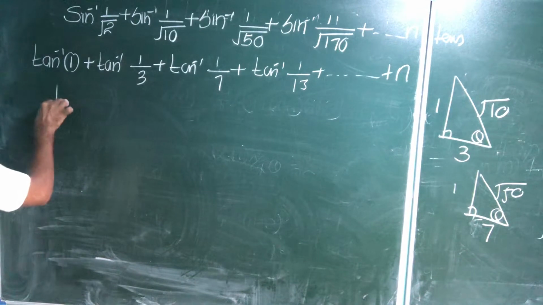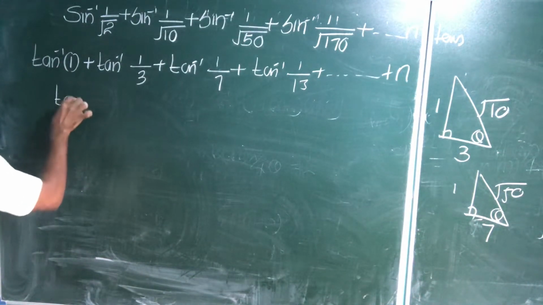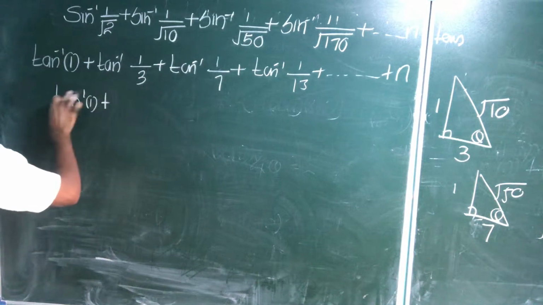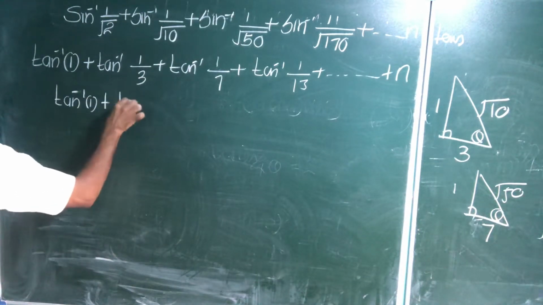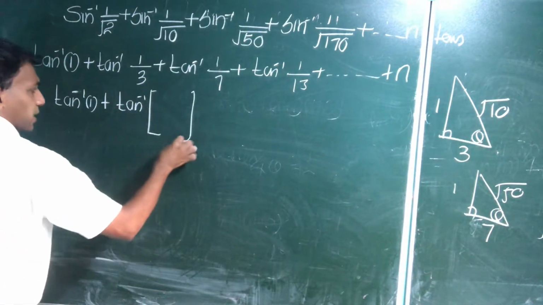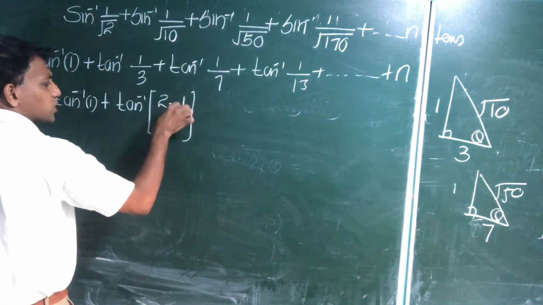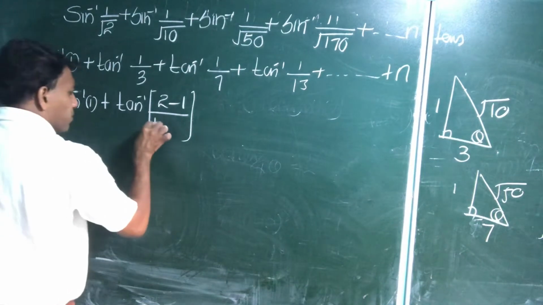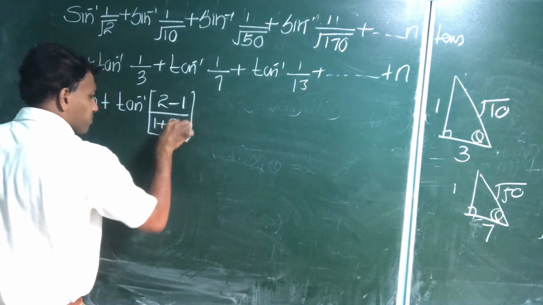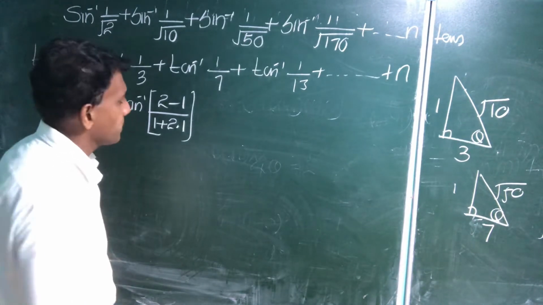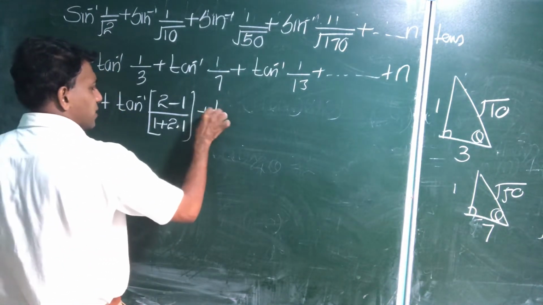So here, tan inverse, that is 1 over tan inverse 1. Try to remember this one. So can I write this one? 2 minus 1, 2 minus 1 is 1, below 1 plus 2 into 1. Check the previous problem. Plus tan inverse.